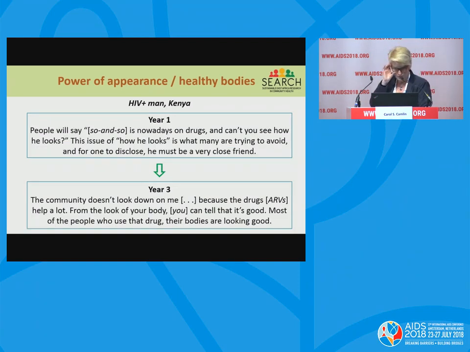Similarly, an HIV-positive man in Kenya at baseline said, "People say, so-and-so is nowadays on drugs, and can't you see how he looks? This issue of how he looks is what many are trying to avoid, and for one to disclose, he must be a very close friend." 2 years later, he said, "The community doesn't look down on me because the drugs help a lot. From the look of your body, you can tell that it's good. Most of the people who use that drug, their bodies are looking good."